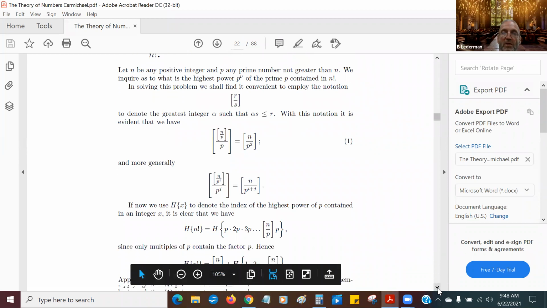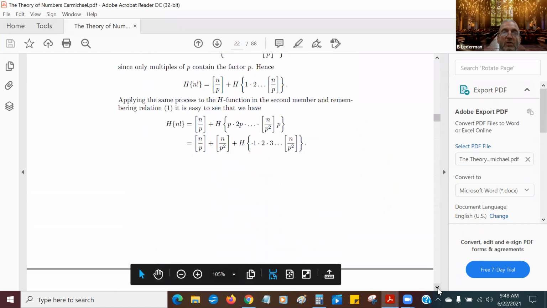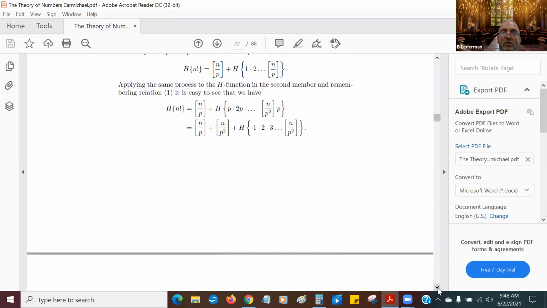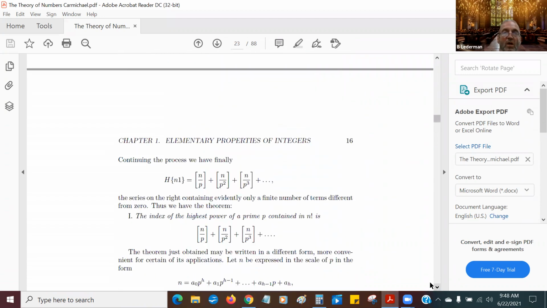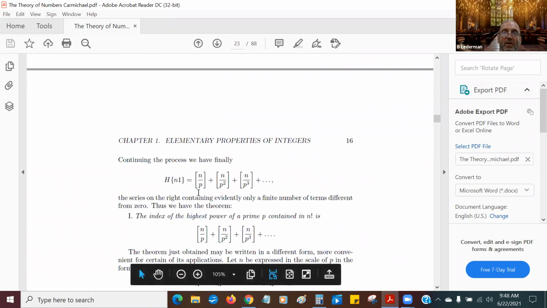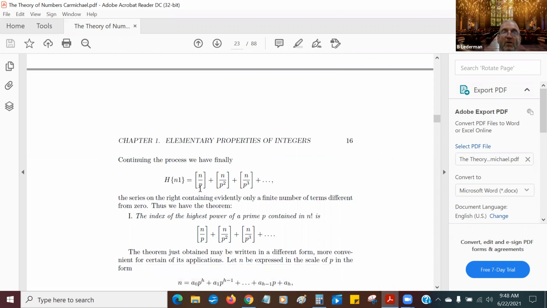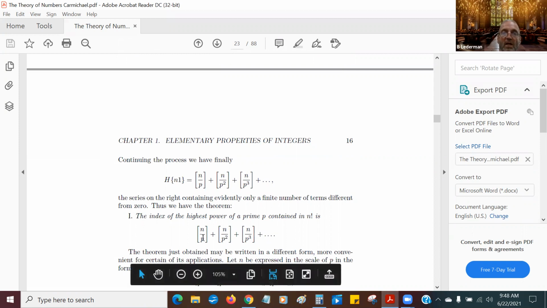That's why the formula winds up being: the greatest integer of n over p, where n is my original number, plus the greatest integer of n over p squared, plus the greatest integer of n over p cubed, plus ... forever. And I could do this infinitely.